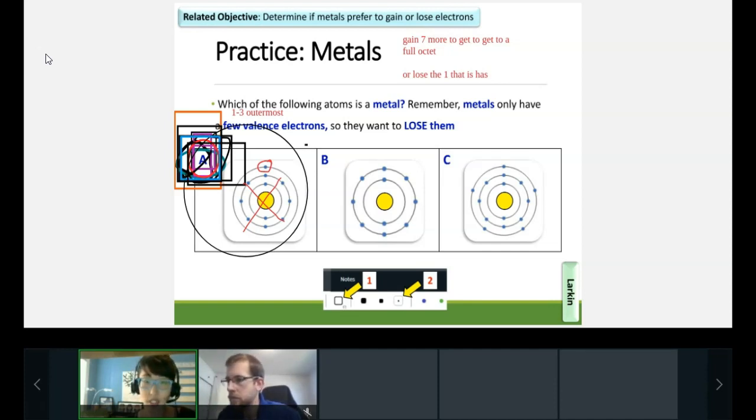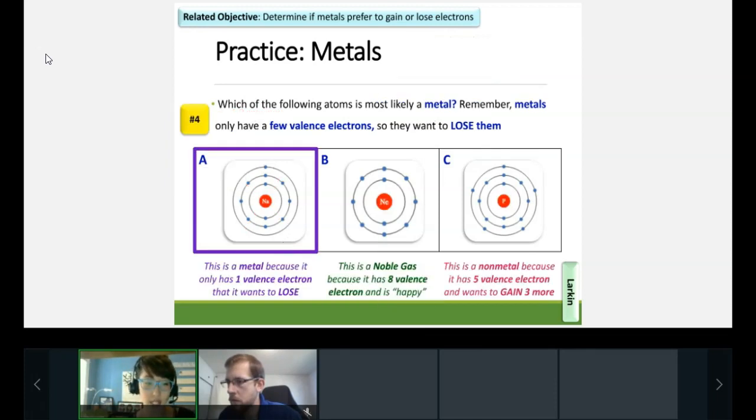Yeah, it's definitely much easier just to lose the one that it has, right? And anytime we lose electrons, that makes it a metal. So losing valence electrons makes it a metal. So that's going to be the correct answer for number 4. This is actually sodium metal. It only has 1 valence electron that it prefers to lose. Please answer number 4 and then raise your hands, and then we'll also talk about why B and C are not metals. Raise your hands. Go, go, go. All right.